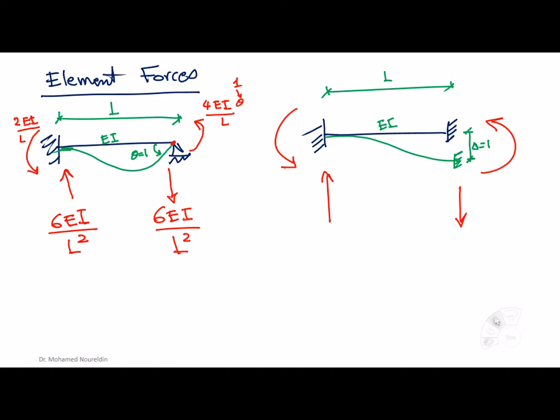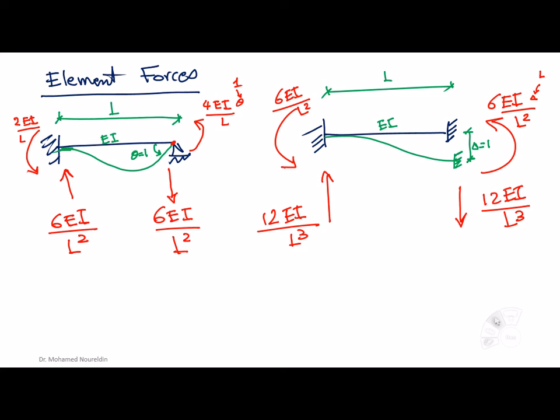Here this moment is going to be 6EI over L to the power 2, and remember that here we should multiply by delta, but delta here is 1 because we use only one displacement, and here it is also 6EI over L squared. The shear here is going to be 12EI over L cubed, and here it is the same for equilibrium, 12EI over L to the power 3. Very common.